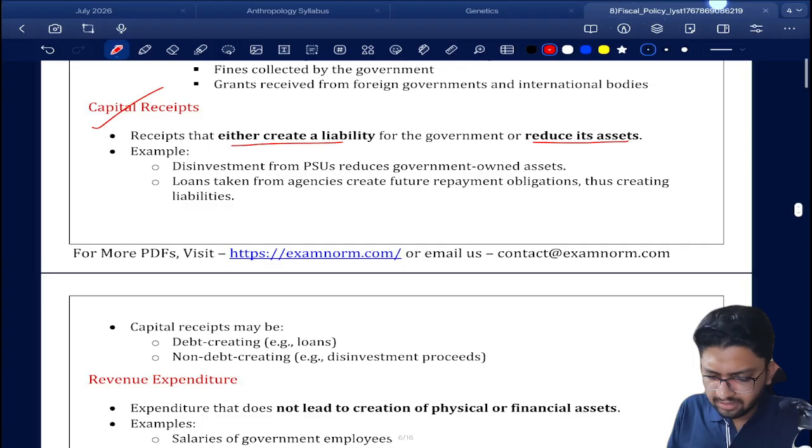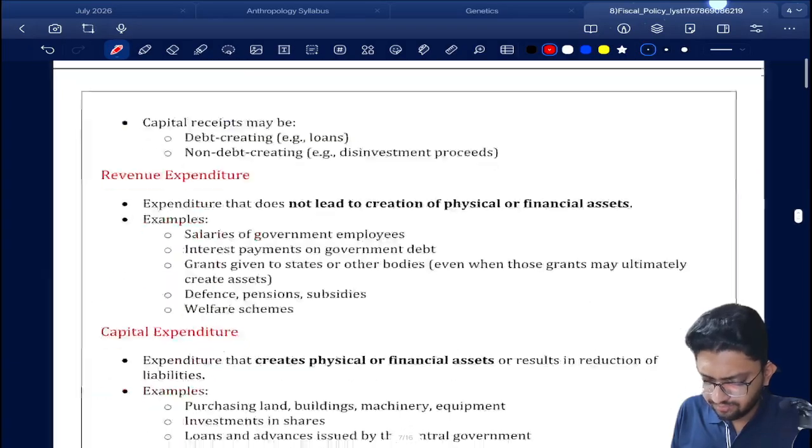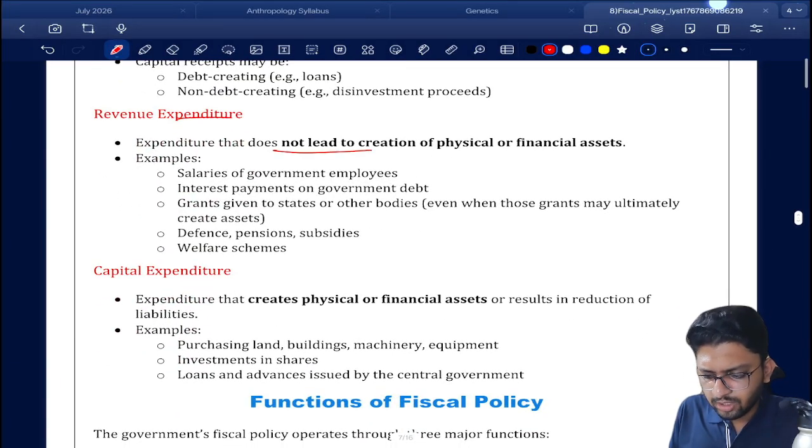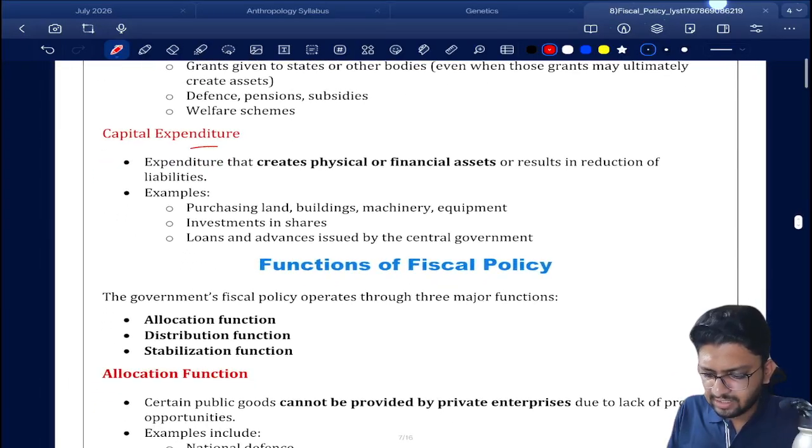An example is disinvestment from PSUs, which reduces government-owned assets. Revenue expenditure does not lead to any creation of physical or financial assets. Capital expenditure creates physical or financial assets.